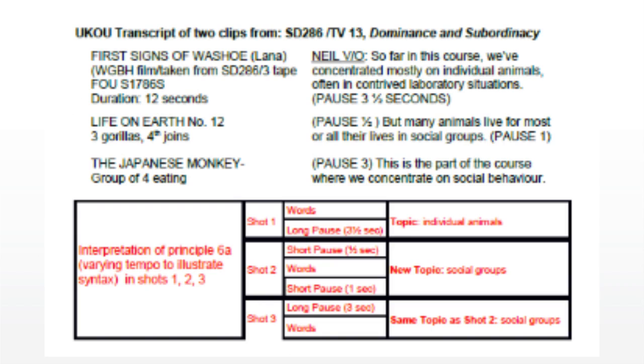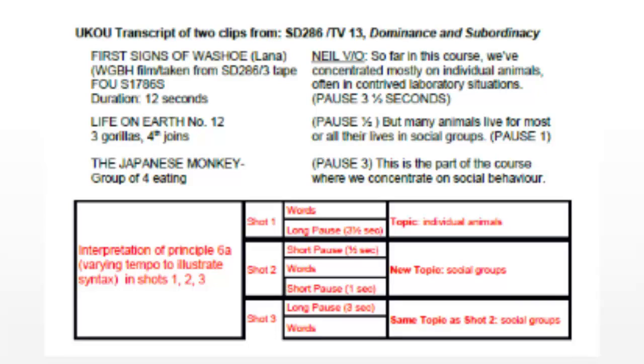Now the point is, the tempo is supposed to make clear that shot 2 is a new topic, whereas shot 3 is not a new topic. That's the point of the tempo. And why is that? At the end of the narration of shot 1, there's a long pause, whereas after we cut to shot 2, there's a short pause. And the reason for that uneven tempo is to help viewers realize that shot 2 is new.